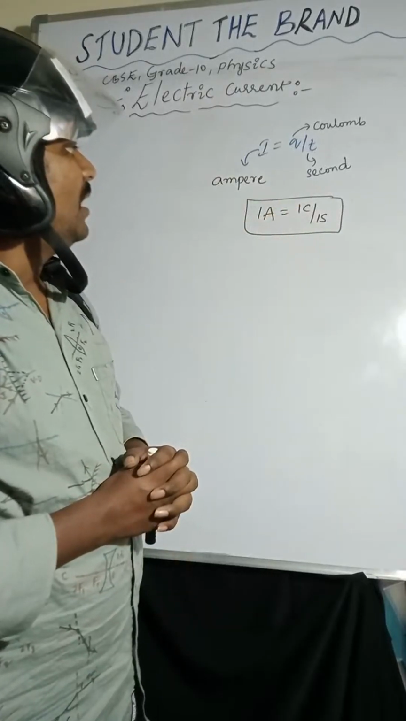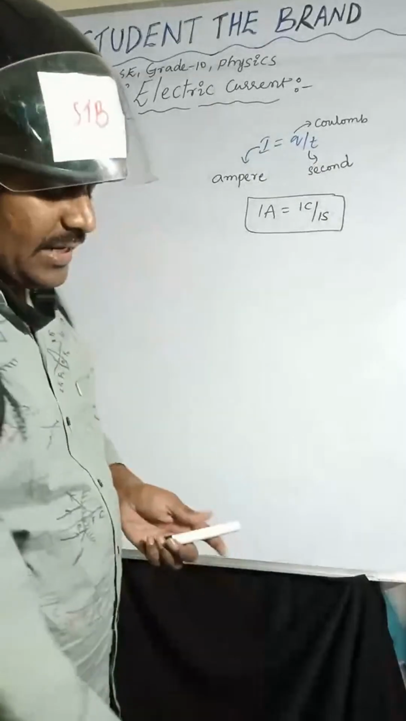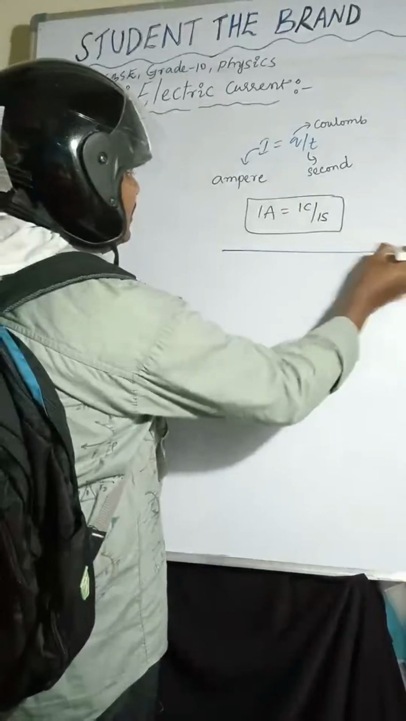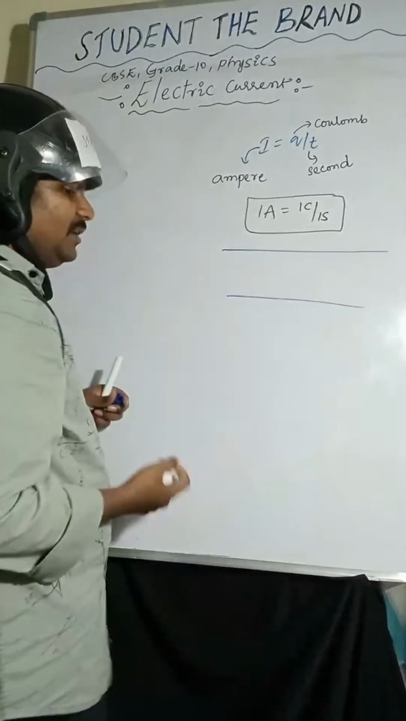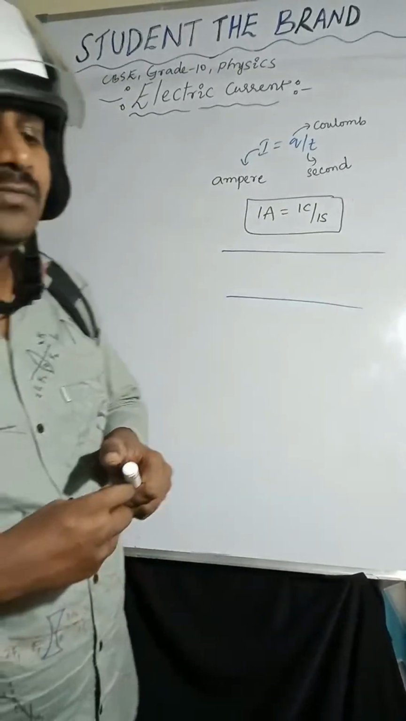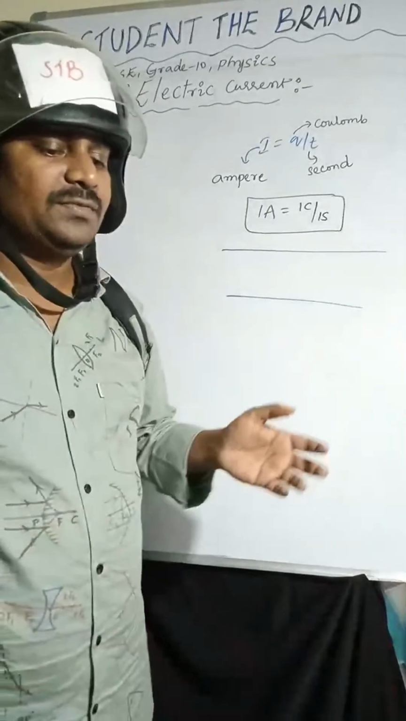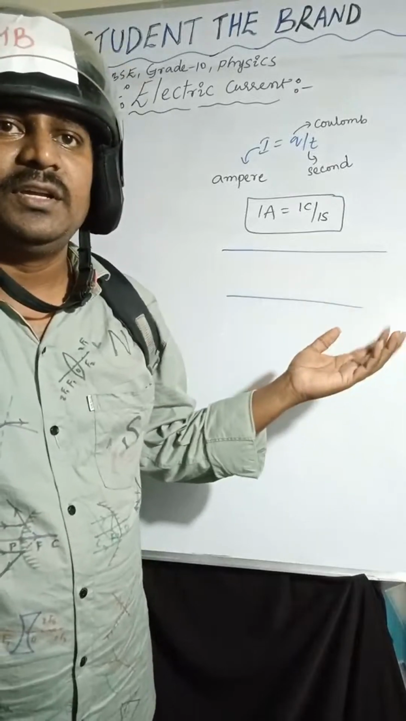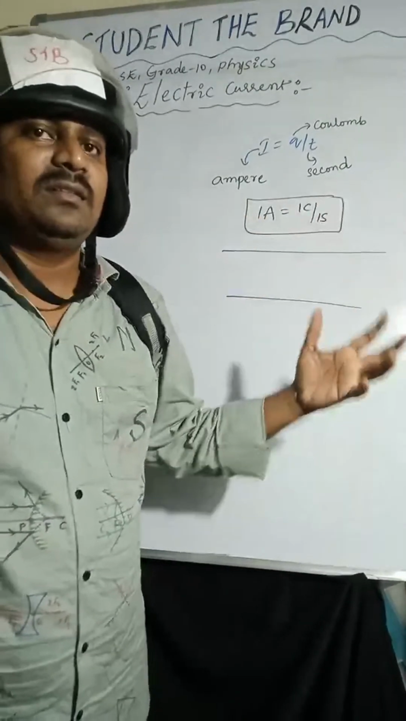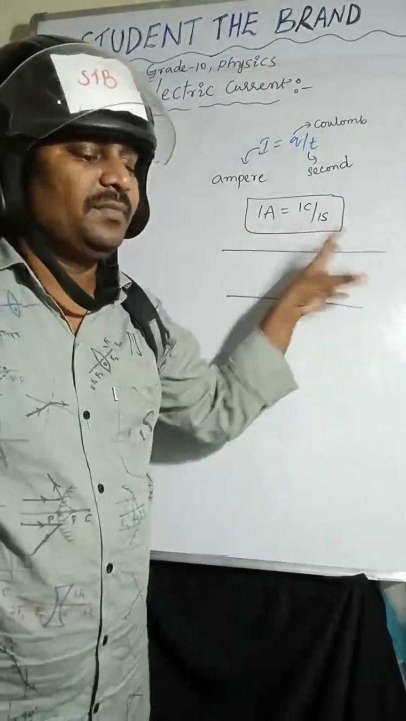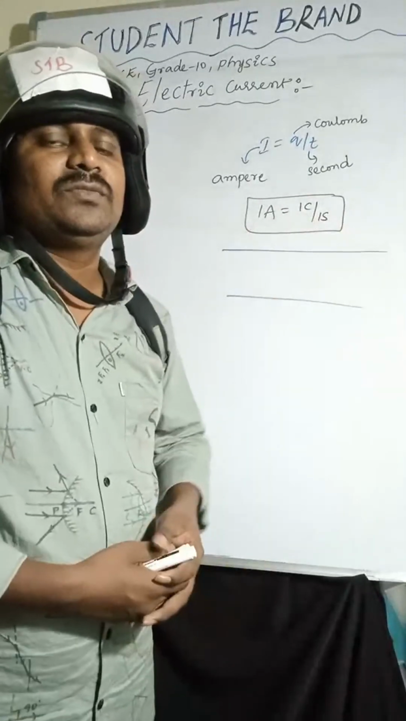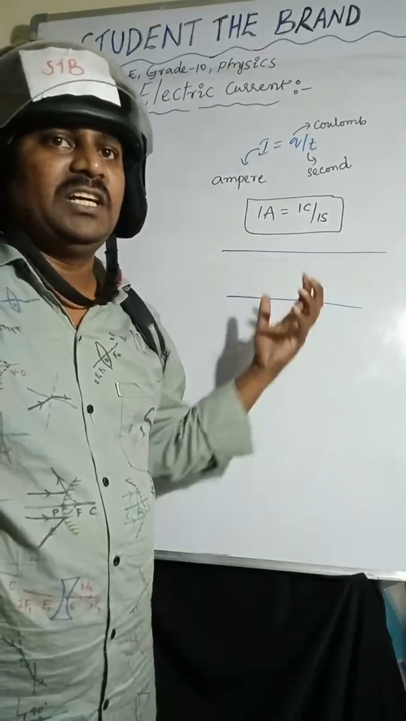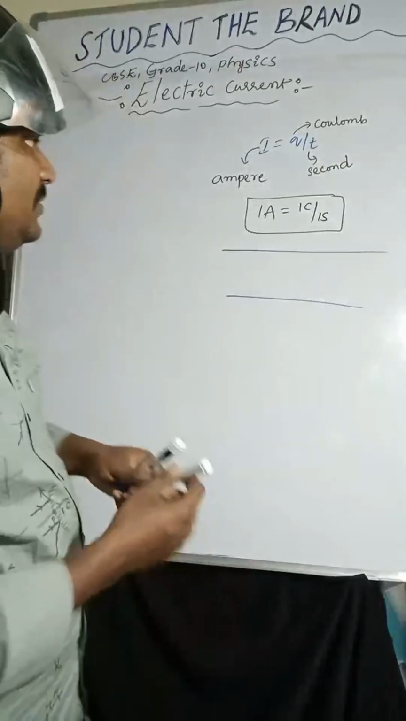Now, inside of the conductor, there are many charges moving. If only one charge moves, or only two charges, we can't say current is flowing. Only one electron or two electrons going inside of the wire, we can't say current is flowing. So many charges are flowing inside of the conductor. That is nothing but quantization of charge.